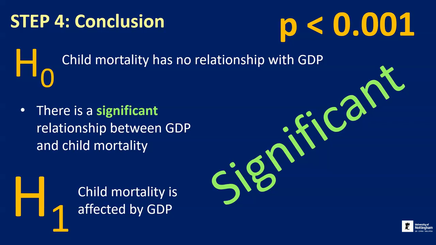So we reject the null hypothesis, conclude that it's not likely that child mortality has no relationship with GDP, and instead conclude that there is a significant relationship. So our alternative hypothesis is more likely to be correct. Child mortality is related to GDP.